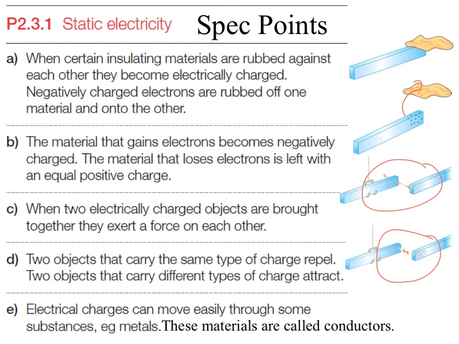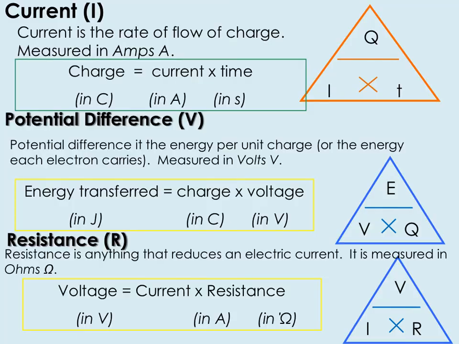The other thing you need to know about electrical charges is that they can move easily through some substances, for example metals, and those materials are called conductors. So if electricity can move through an object, it's called a conductor. The things we've got here for static electricity usually involve insulators, because once the charge has moved onto one of them, it doesn't move away, which is why this effect is not observed with metals.